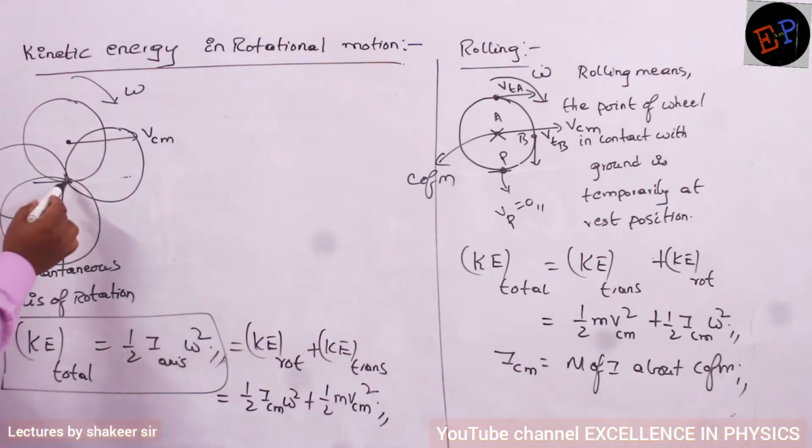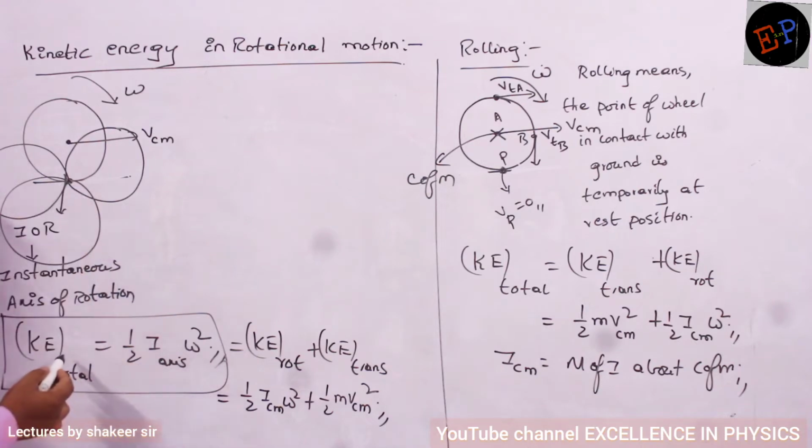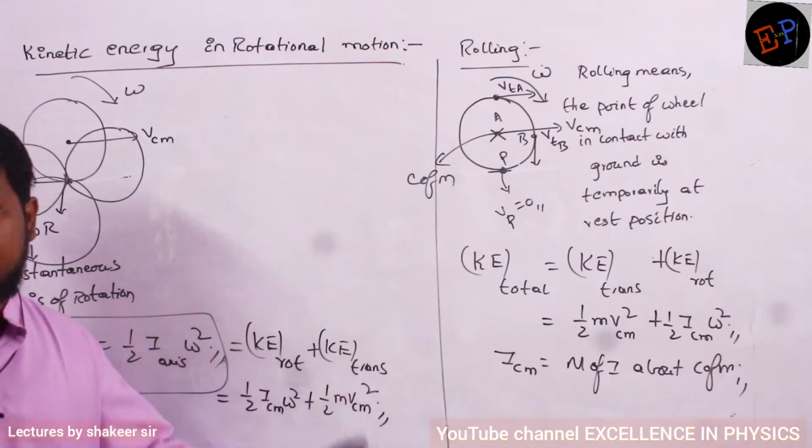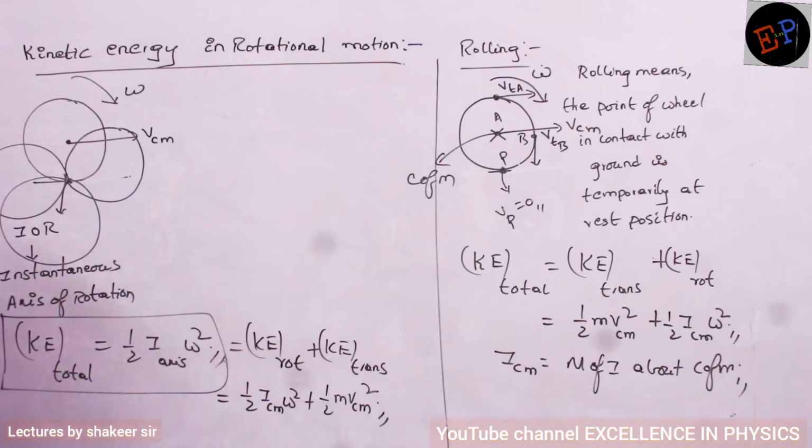So you can take this one to be your axis and use this relation, then you will get total kinetic energy. But if we want the kinetic energies individually, then you can take kinetic energy because of rotation separately, and kinetic energy because of translation separately. Clear? That's it.